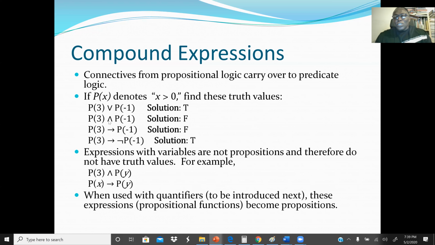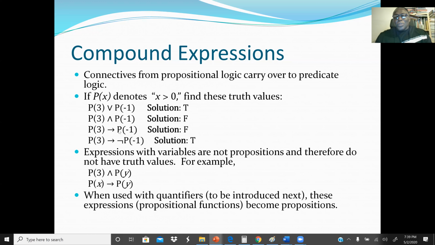Now here we are using the and, or conjunction. And remember, the only time we get true is when both conditions are true. So P(3) is true, but P(-1) is false. So true and false, the answer is false.